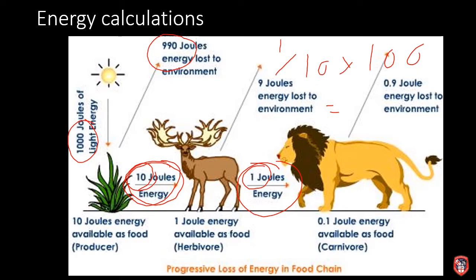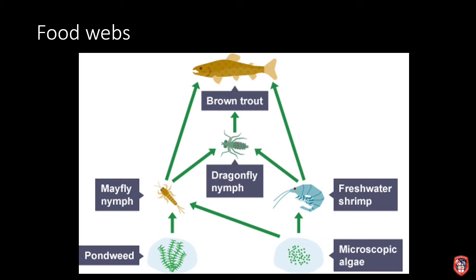Now, food chains are quite a simplistic way of describing what happens in nature. Normally, of course, it's not just one food chain. In a particular area, you might find lots of food chains working together. So again, we have another simple one here. Now, there are a few important things when we plot these food webs. A food web is simply a combination of food chains put together.